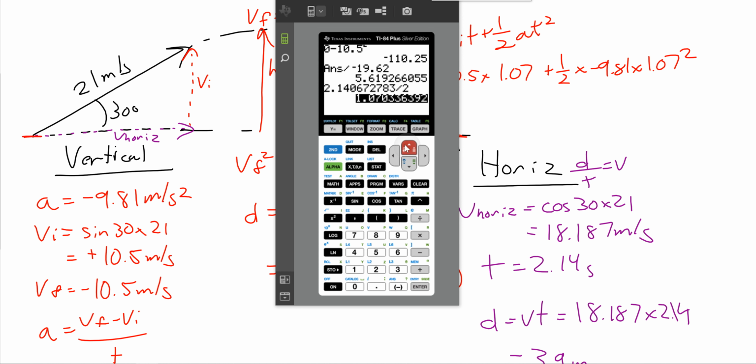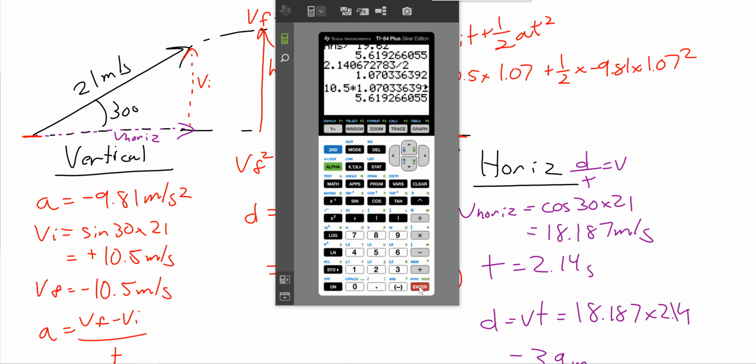Okay, so go back up. Oh, I have 10.5 as actual. Okay, so 10.5 times that number plus 0.5 times negative 9.81 times that number squared. Gee, look at that. That's exactly the same number. Okay, everybody all right with that one?